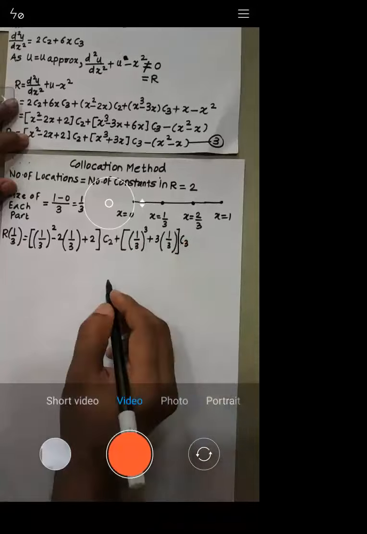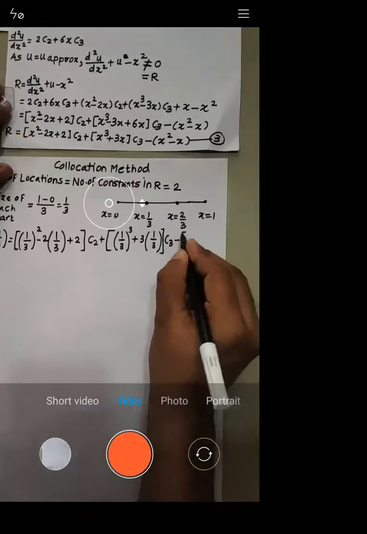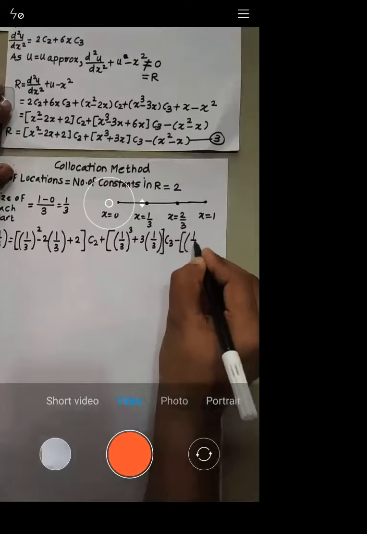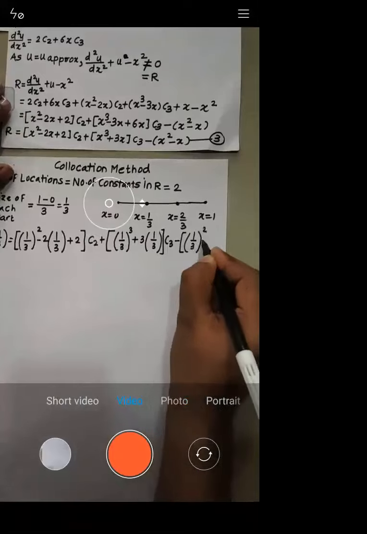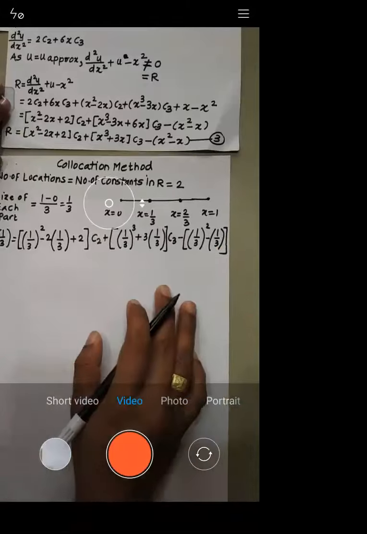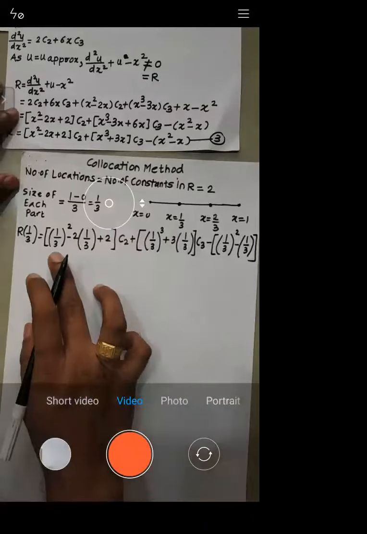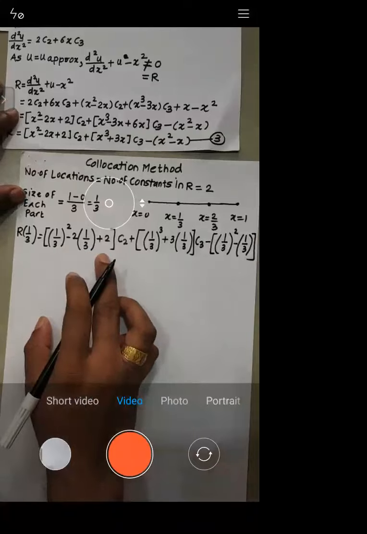Okay. C3 minus X is 1 by 3 square minus again X is 1 by 3. Is it okay or not? Let me know. I just put the value of X as 1 by 3, 1 by 3 I put, right?